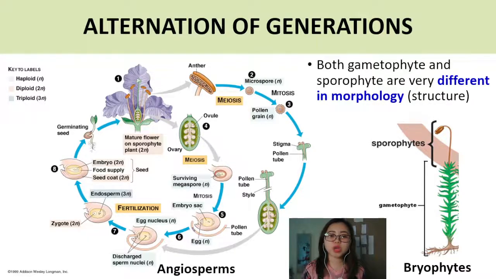Okay, what you can notice is that both the gametophyte and the sporophyte stages are very different in morphology. So rupa dan bentuk dia semasa gametophyte dan rupa dan bentuk dia semasa dia sporophyte mungkin jauh berbeza. Walaupun dia spesies yang sama dan melekat sebagai satu organisme yang sama.